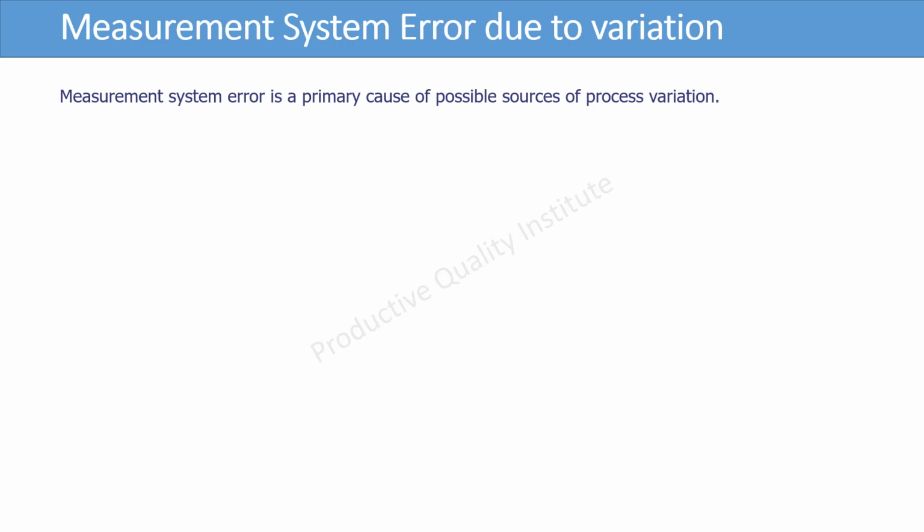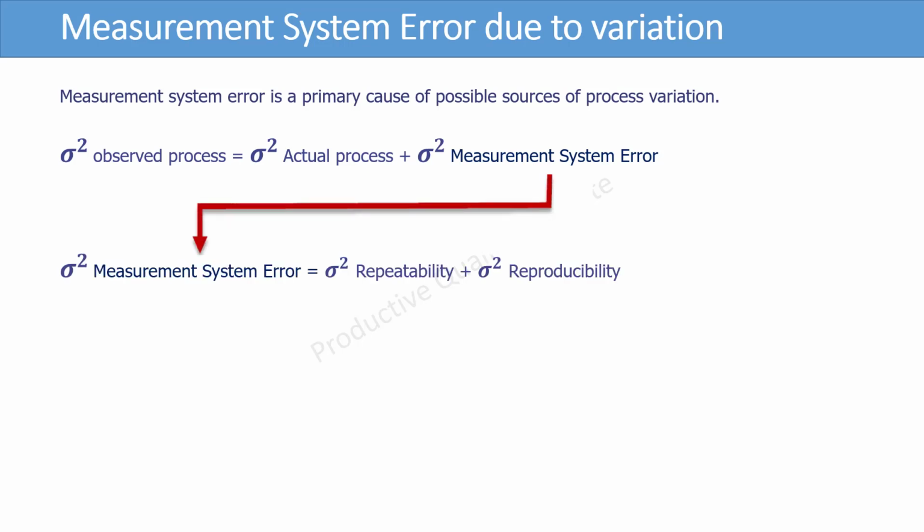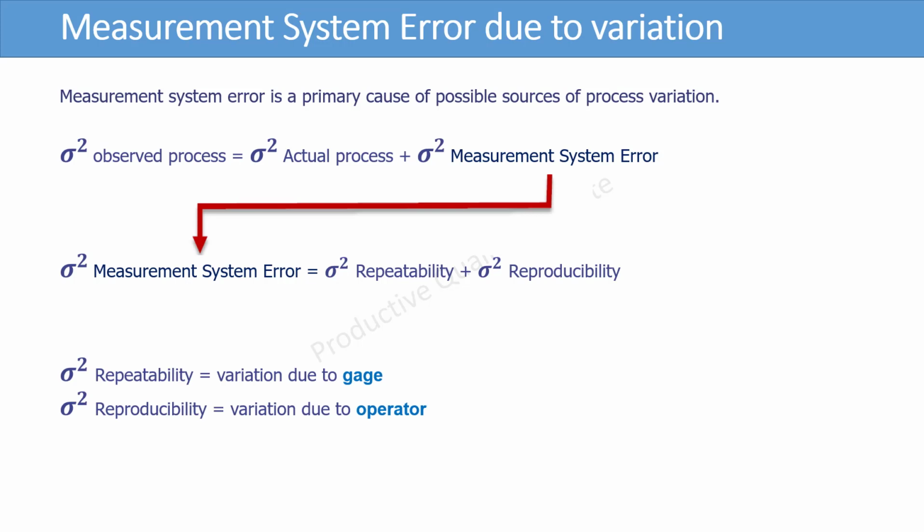Measurement system error is a primary cause of possible sources of process variation. Variance of the observed process is equal to the variance of the actual process plus the variance of the error of the measurement system. Variance of error of the measurement system is equal to the variance of the repeatability plus the variance of the reproducibility. Variance of the repeatability is equal to variation due to gauge. Variance of the reproducibility is equal to variation due to operator.